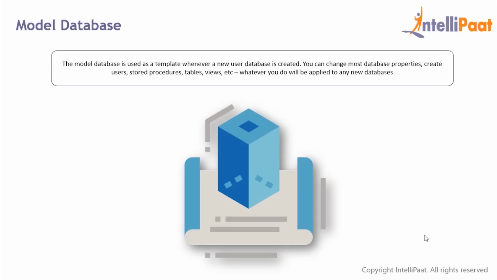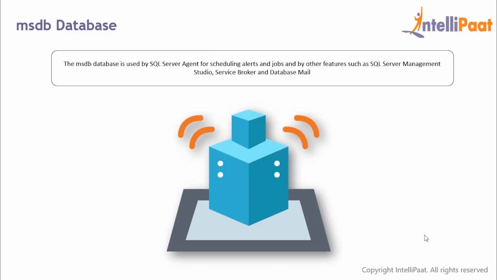Then we have the model database. The model database is used as a template whenever a new user database is created. So modifications made to the model database, such as database size, collation, recovery model, and other database options, are applied to any databases created afterward.